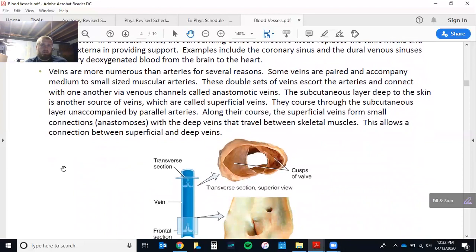We have more veins than we have arteries. That's because we see a lot of them in pairs, accompanying our medium to small size muscular arteries. These double sets of veins escort the arteries and connect with one another via venous channels called anastomotic veins. Our subcutaneous layer deep to the skin is another source of veins. We call these superficial veins. They're the ones you can see through your skin. They course through the subcutaneous layer unaccompanied by parallel arteries. And we have a lot of connections, or anastomoses, between those and the deep veins that travel between our skeletal muscles. So there's a connection that exists between superficial and deep veins.